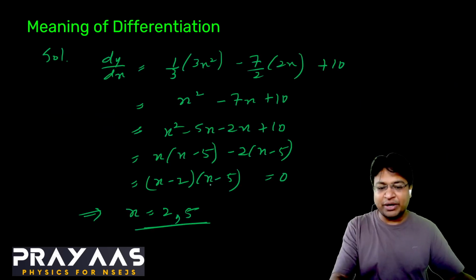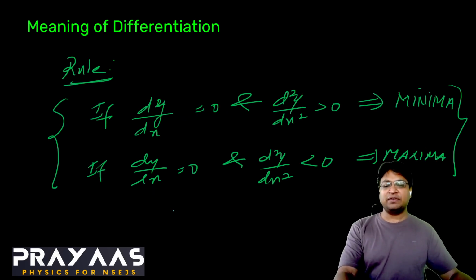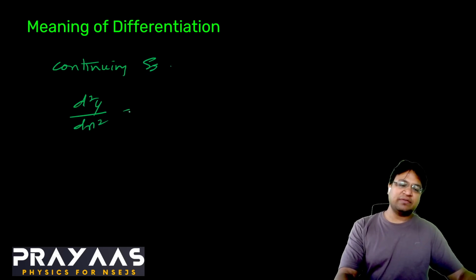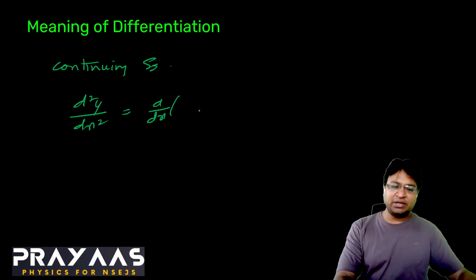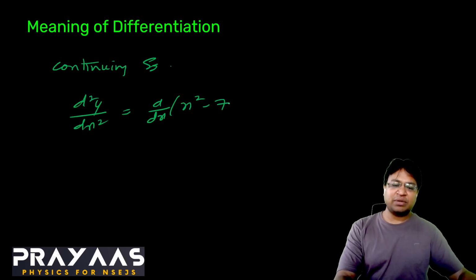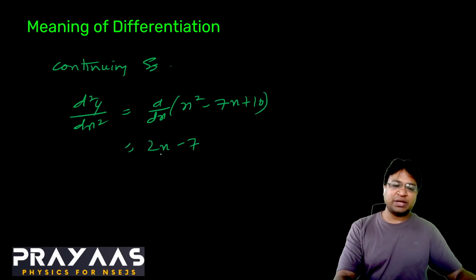Okay, let's go back to the previous question. These are the points where the first derivative is zero, and this is the result of the first derivative. Let's calculate the second derivative and continue the example. The second derivative would be d by dx of the first derivative. The first derivative was x square minus 7x plus 10, so this would become 2x minus 7.